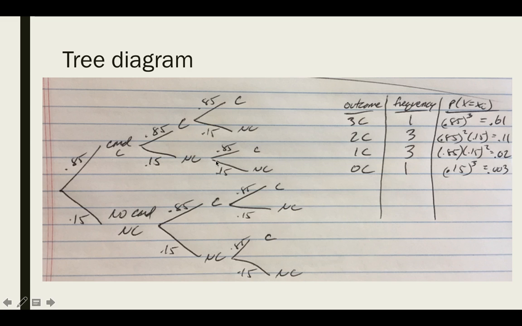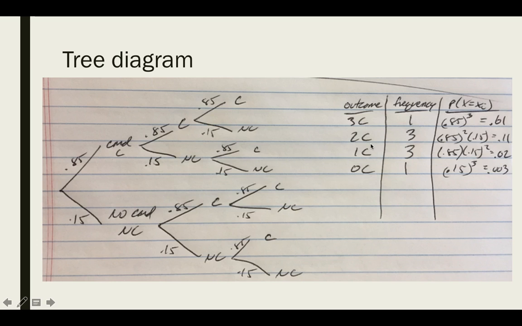The outcome of 2 people paying with a card could be card on the first, card on the second, then no card on the third, or card on the first, no card on the second, card on the third. That occurs 3 times. The probability of each one of those is 0.85 times 0.85, 2 people who paid with a card, times 0.15 for the 1 person who didn't. To figure out the probability of all 3 of those occurring, it's just 3 times 0.11. So each one of them is 0.11 likely, and 3 times 0.11 is 0.33. So roughly 33% of the time, there's going to be two people who pay with a card and one who doesn't.